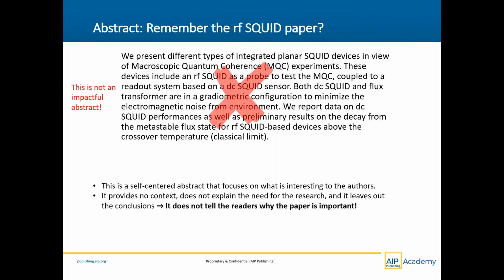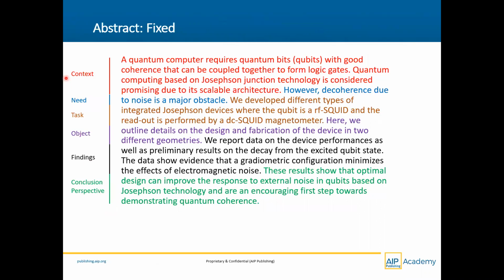It does not provide context, it did not explain the need for the research, and it left out the main conclusions. It did not tell the readers why the paper was important. So let's fix this now. We can break this further into the bullets defined for the abstract as well as the summary.